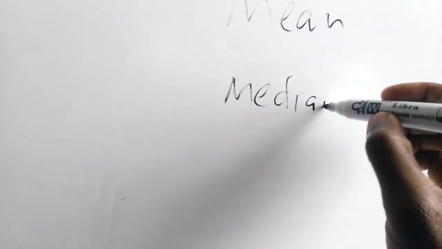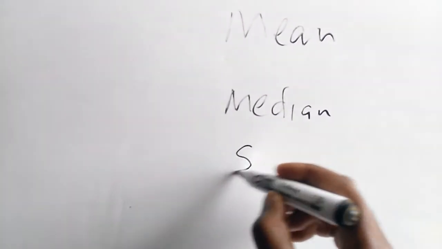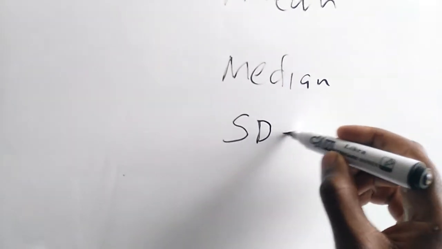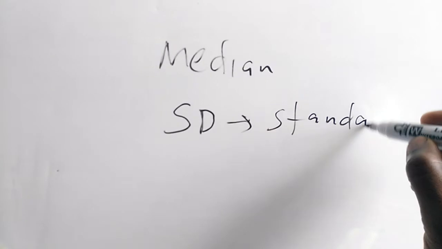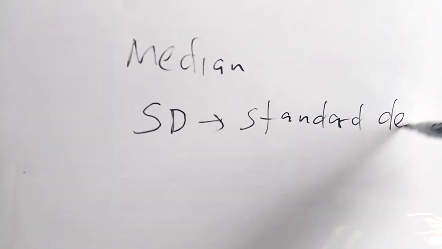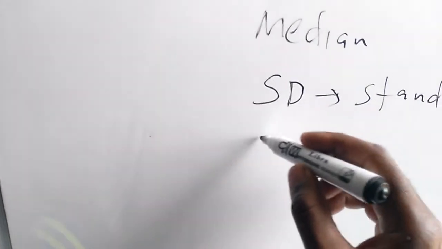Okay, this is Henry. Today we'll look at the importance of the following: mean, median, the standard deviation. We call it the SD. And we'll talk about the variance.